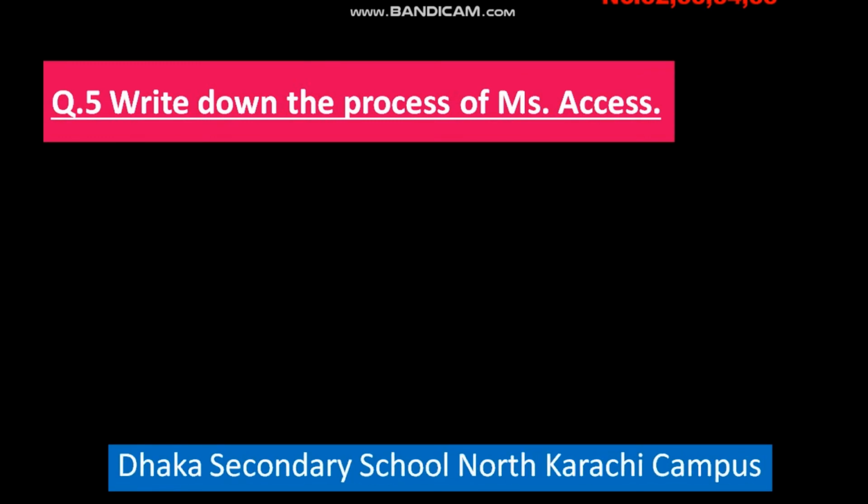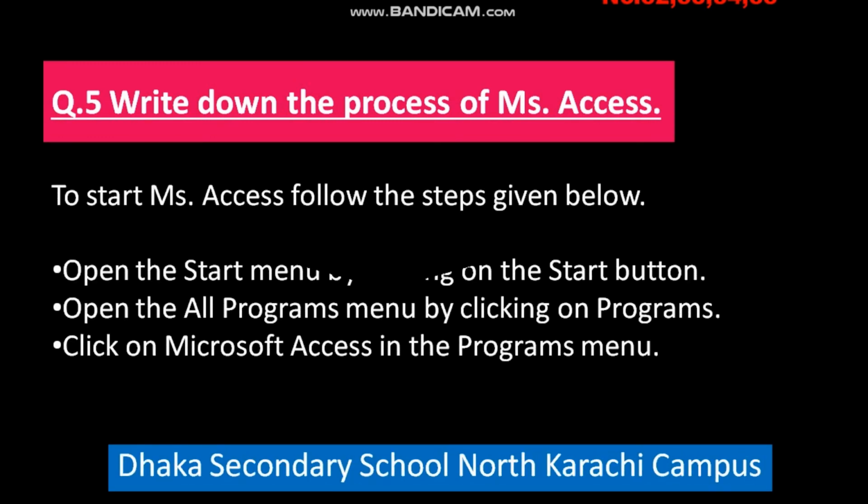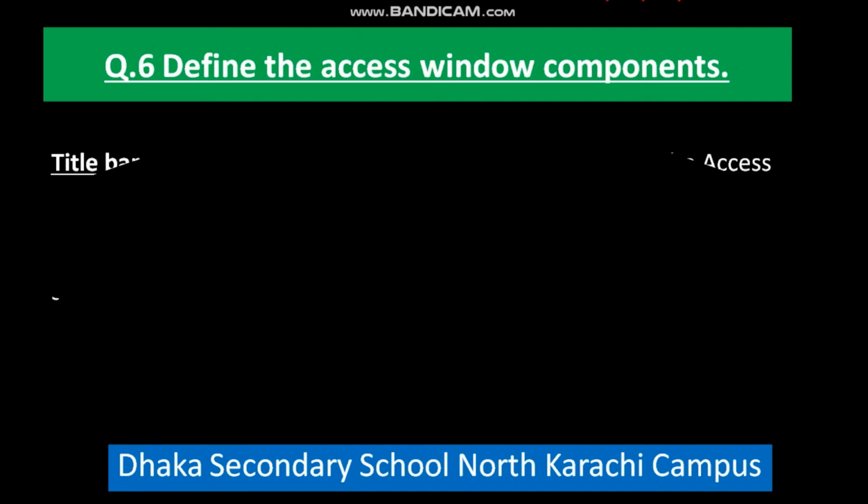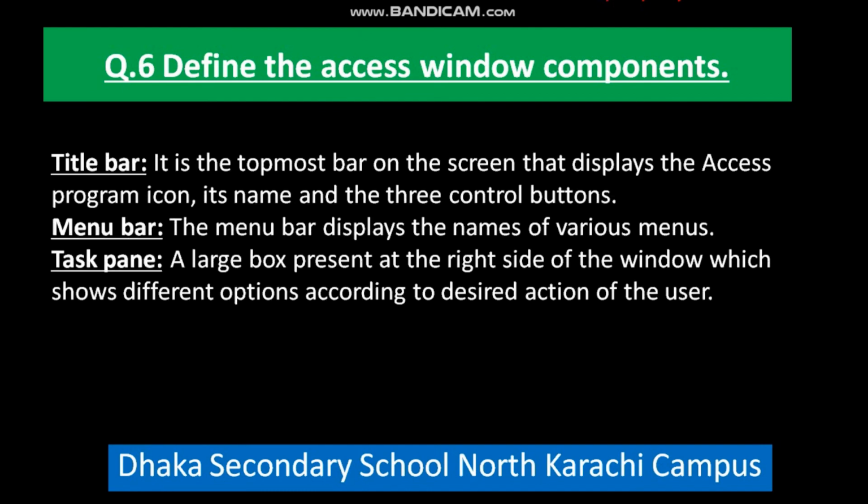Process of MS Access. To start MS Access, follow the steps given below. Open the Start menu by clicking on the Start button. Open the All Programs menu by clicking on Programs. Click on Microsoft Access. In the Program menu, Window Components: Title Bar, Menu Bar, Taskbar.